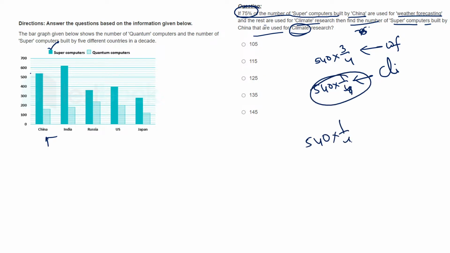So let's go with it here. 1 4 is 4, 3 4 12, 5 4 is 20. So you are going to get 135. Listen guys, 75% are used for weather forecasting. That means only 25 percent of the computers are used for climate research. So just find 25 percent or 1 by 4th of the total number of supercomputers, which is 540. You will get your answer.